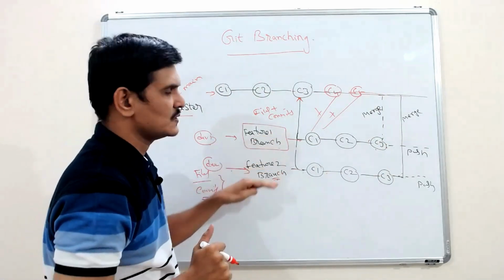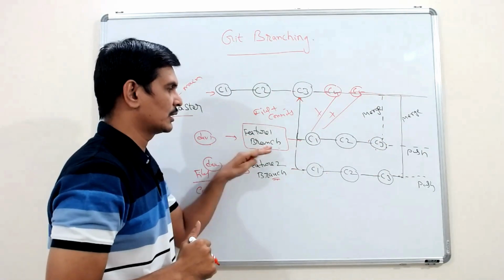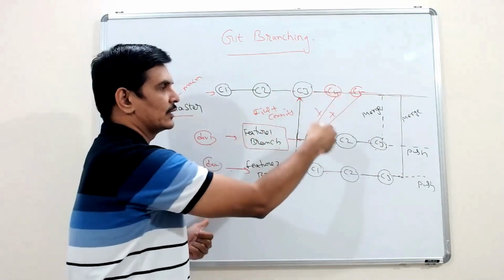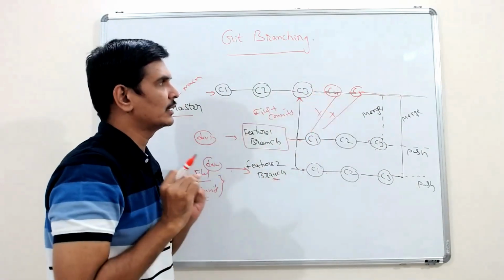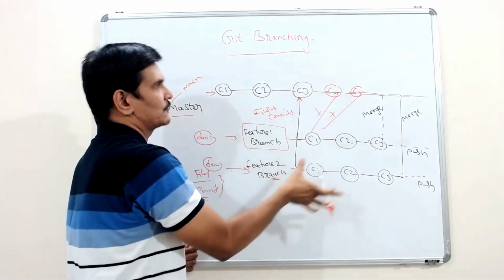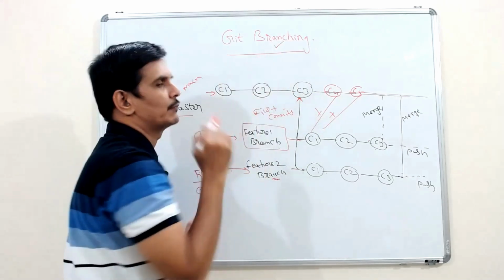So every branch is independent. We can create any number of branches like this. Why we need branching means parallel development will happen. At the same time, we can keep all the code very clean. We no need to mess up the main code by adding everything into one place. So that's the main purpose of Git branching.